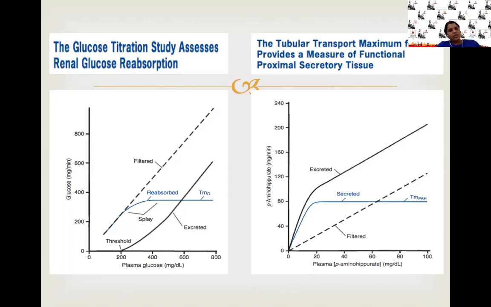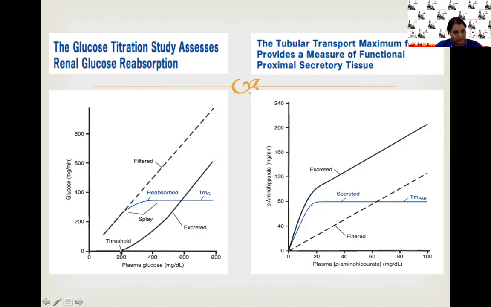Now, look at this glucose titration study to understand glucose reabsorption by the kidney. Glucose is handled by the kidney. It is filtered, excreted, and reabsorbed. At a sugar value as low as 100, all of it is reabsorbed and nothing is excreted. There is no excretion. It is completely reabsorbed.